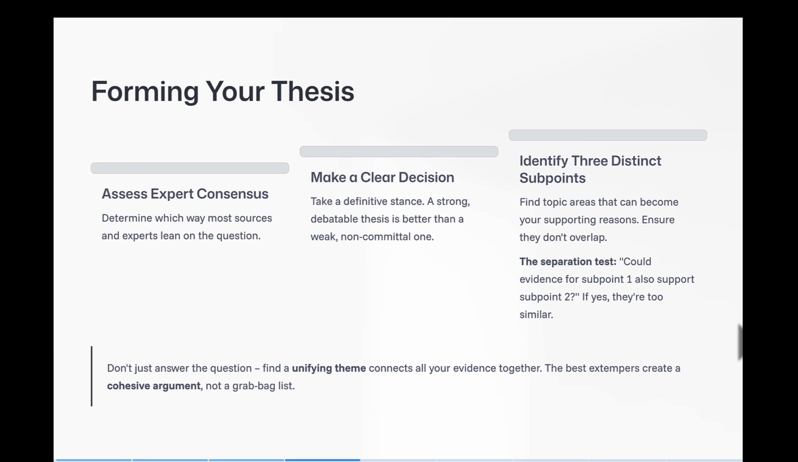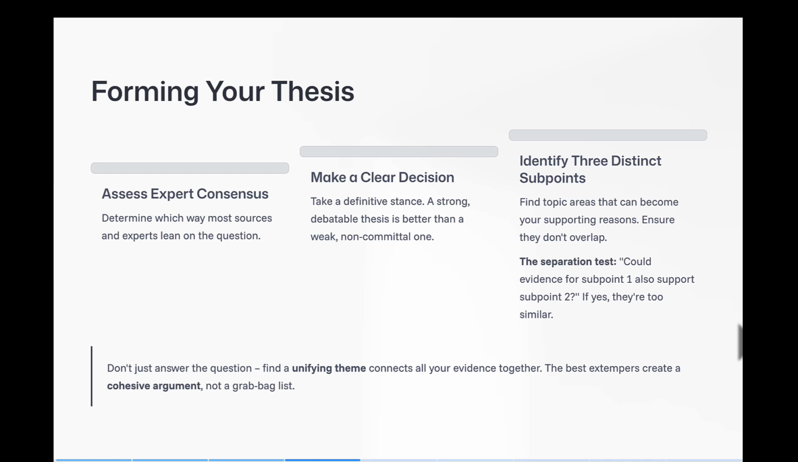One final point I want to make about the subpoints is that it's really, really important that you find distinct categories. A big mistake I see novice extempers make is they get three subpoints that are functionally overlapping. They're not really that different. They might be phrased a little differently, but once you think about it logically, it's the exact same argument. Or maybe they're slightly different, but there's a huge overlap on the Venn diagram.